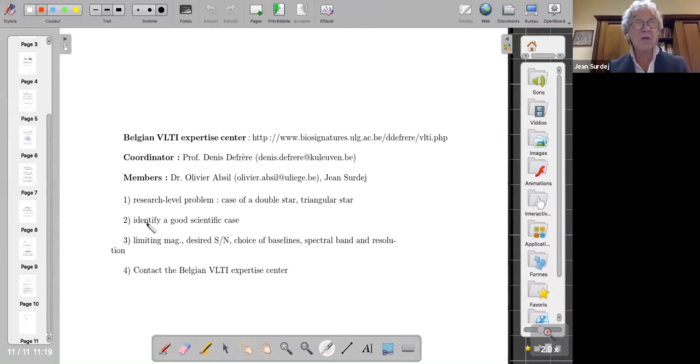But just think about your favorite objects. And of course, you will have to figure out whether they are sufficiently bright to be observed in interferometry. So you will have to know what is the limiting magnitude achievable with that interferometer or another interferometer. Then the desired signal to noise, then the choice of baselines, the choice of the spectral band, the spectral resolution, etc. And once you are almost ready, maybe to prepare a proposal, I advise you to contact the Belgian VLTI Expertise Center. So we have an expertise center.